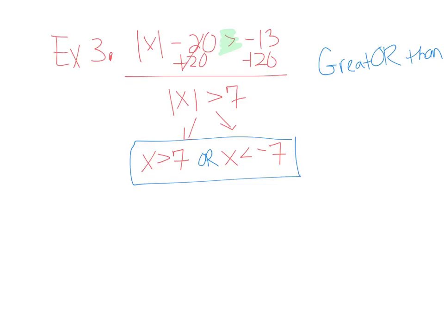So since this one was a greater than symbol, it's going to be greater than. That's an or. So when we have less than, it's an and. When we have a greater than symbol for the original problem, it's an or, and we need to make sure we write or in our final answer.